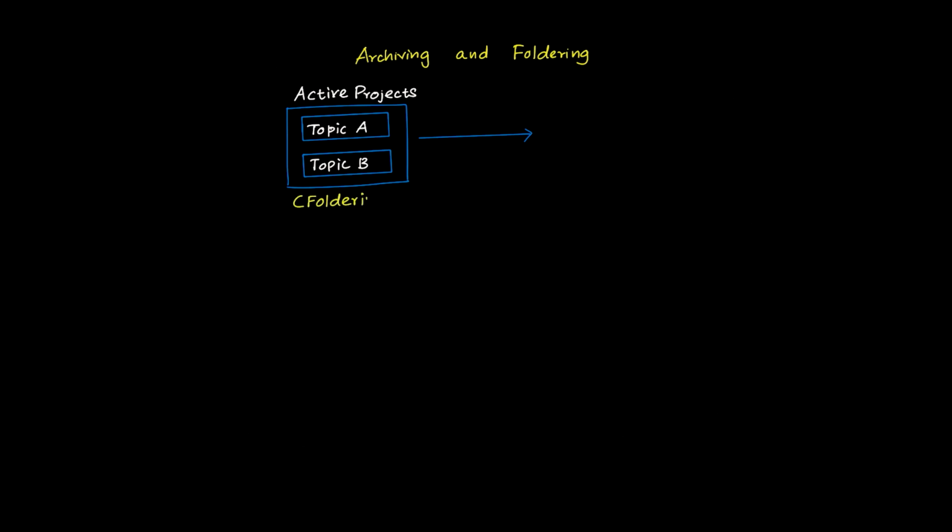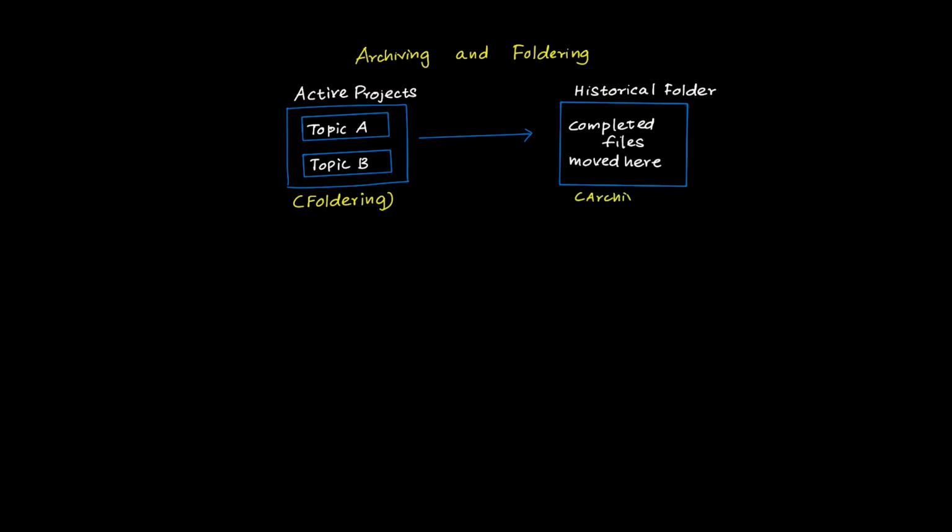Archiving means moving old or completed projects to a separate location so they don't crowd your workspace. Foldering means organizing your active files into folders and subfolders by topic. Both are recommended best practices for data organization.